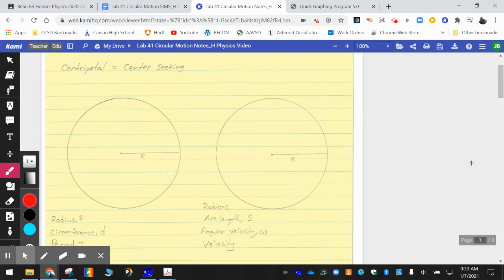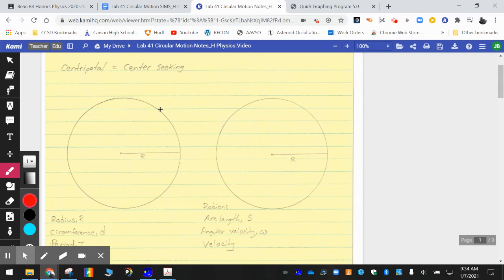All right, so up here we have what's called centripetal, which indicates center seeking. Center seeking. And here we have a nice circle. Normally, I would draw this up on the board, but let me go ahead and try that real quick. Let me hit pause. So centripetal means center seeking.